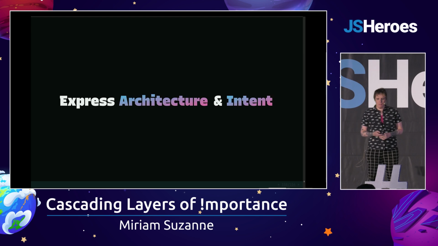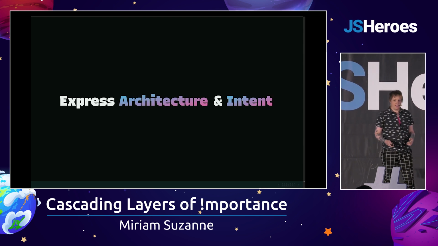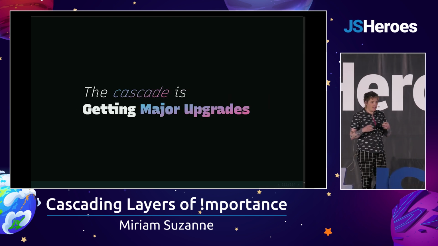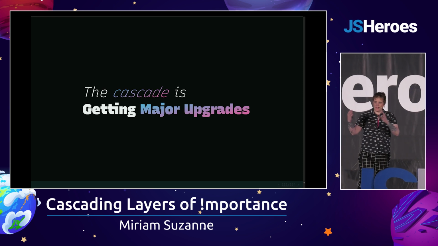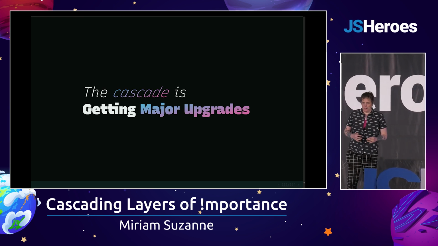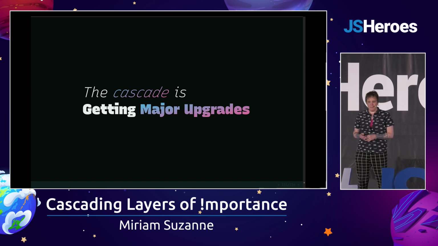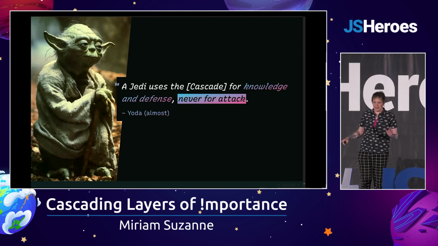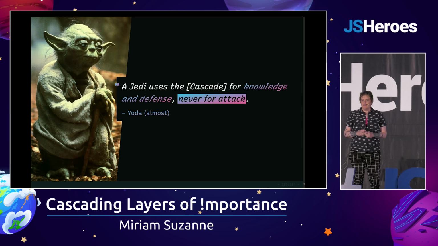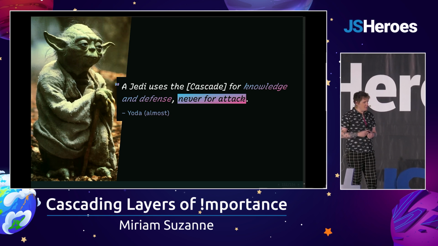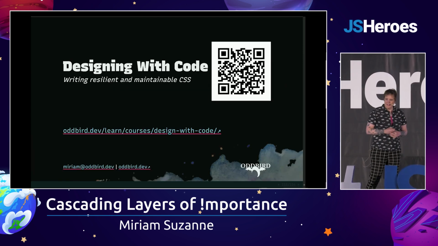The Cascade exists to balance priorities, to express architecture and intent, and it's getting major upgrades, not just Cascade Layers, but also coming soon, Scope proximity, which will be cool, but we don't have time for today. Just remember, a Jedi uses the Cascade for knowledge and defense, never for attack.